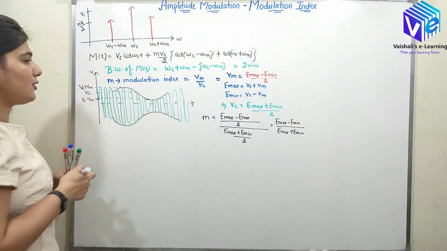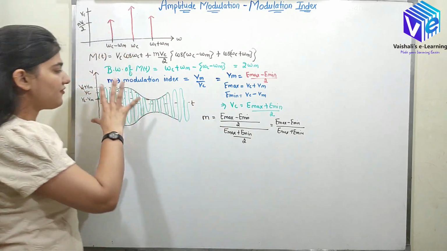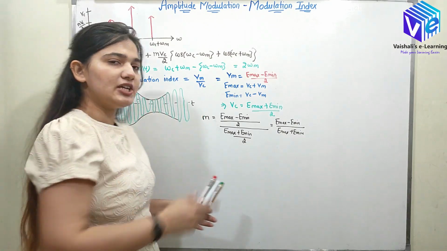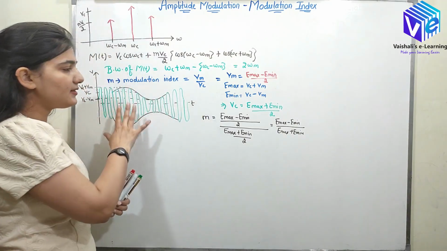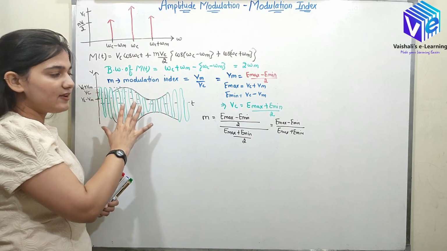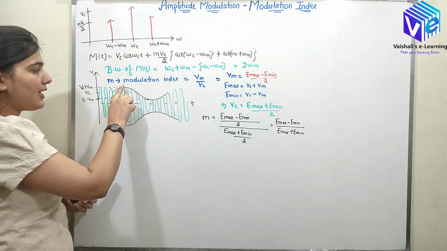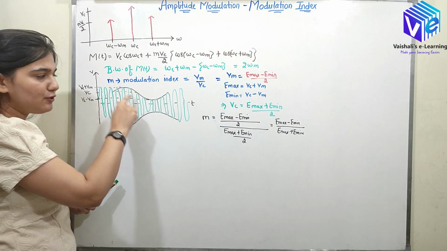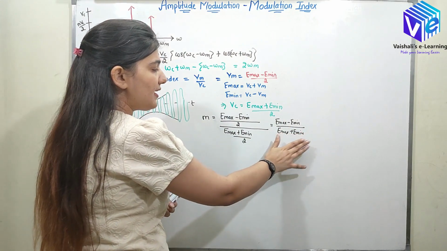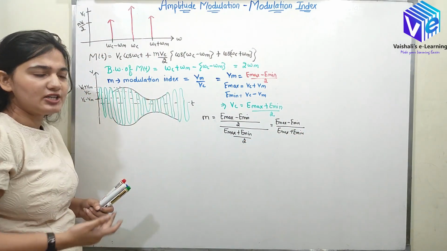So Emax is equal to Vc plus Vm and Emin is equal to Vc minus Vm. So if I have this waveform, I can calculate the modulation index just by looking at this waveform. What will I do? I'll calculate the maximum amplitude, I'll calculate the minimum amplitude, and I'll put the maximum and the minimum amplitude in this formula, and I can find out the modulation index.